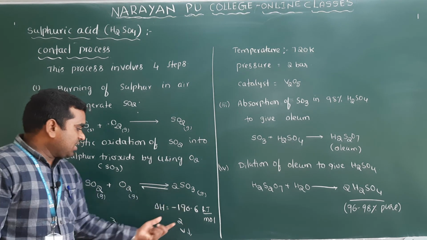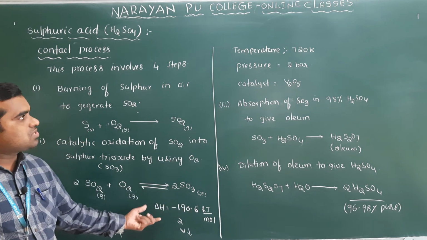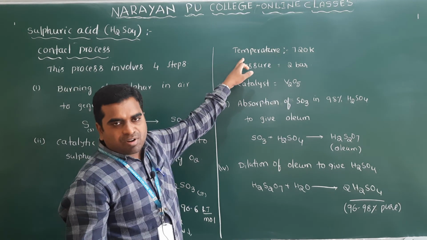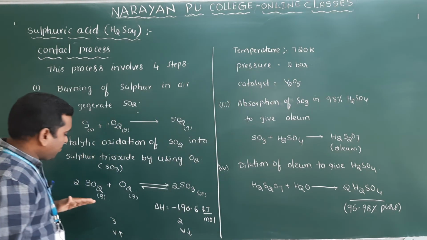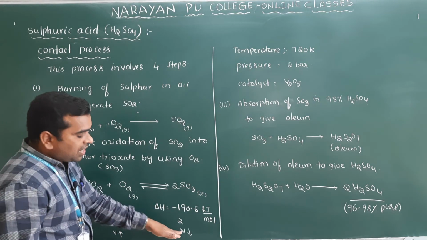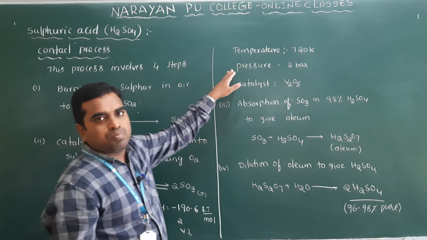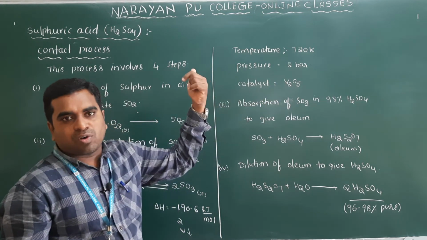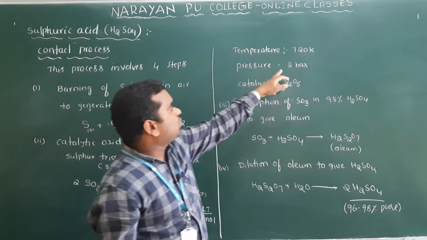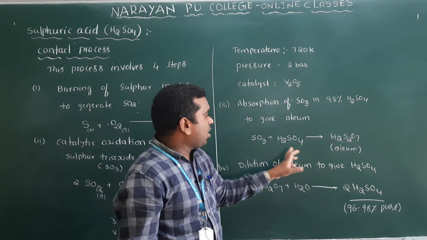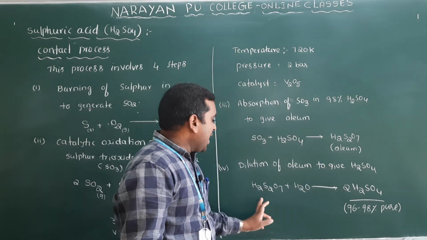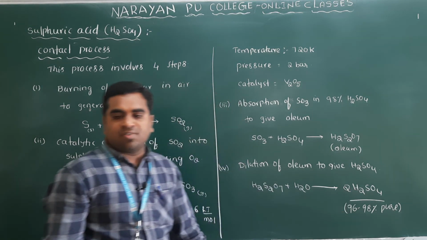You will get sulfur trioxide, which is an exothermic reaction. So low temperatures are favorable, but the optimum temperature for this reaction is 720. The forward reaction occurs with a decrease in volume, so pressure should be higher for the forward reaction according to the Le Chatelier principle, 2 bar. And the catalyst we will use is V2O5. Absorption of SO3 in H2SO4 gives oleum, and dilution of oleum gives sulfuric acid.